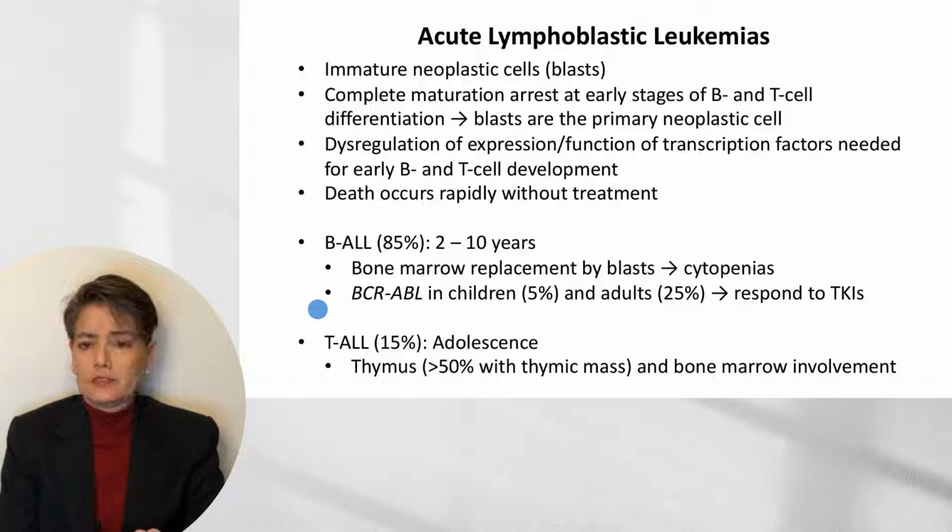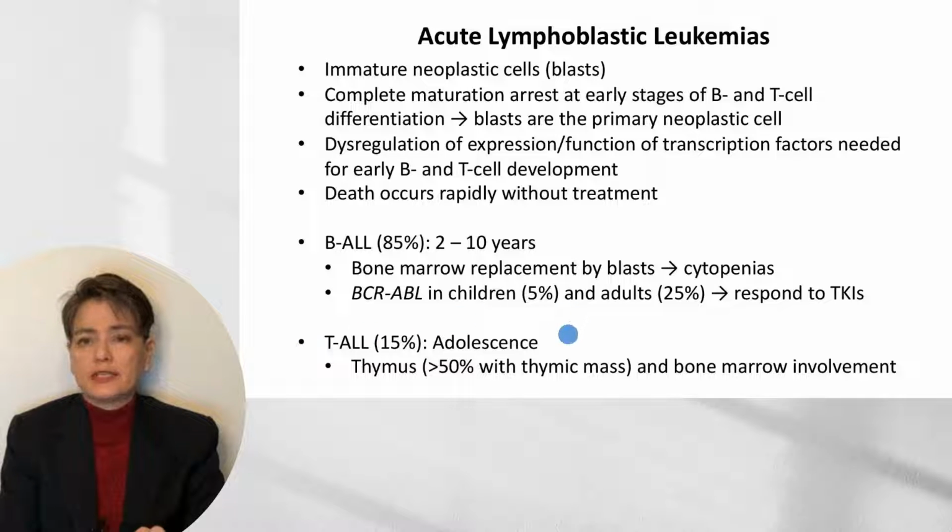There is one translocation, which we typically associate with chronic myeloid leukemia, which we see here in B-ALL in children about 5% of the time, and in adults about 25%. The importance of this is that, like the other tumors that have BCR-ABL fusions, we can get treatment with tyrosine kinase inhibitors, which will be very useful for the patient. Now, the smaller subset is going to be your T-cell acute lymphoblastic leukemias.